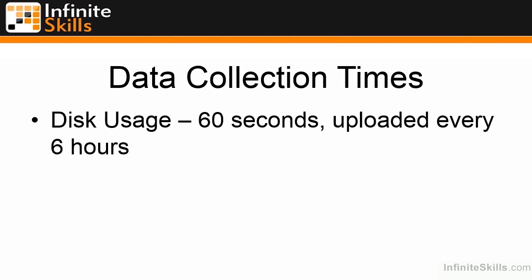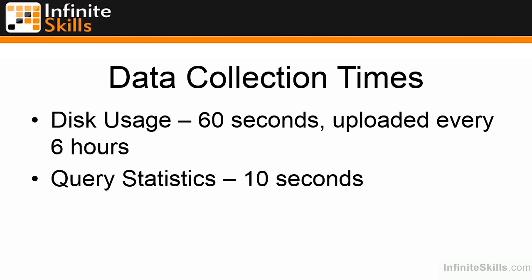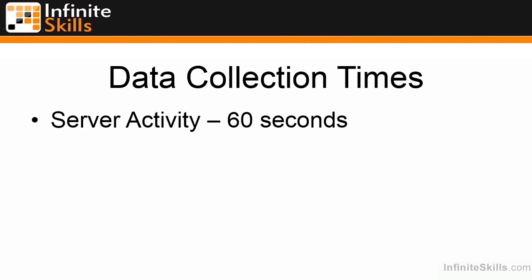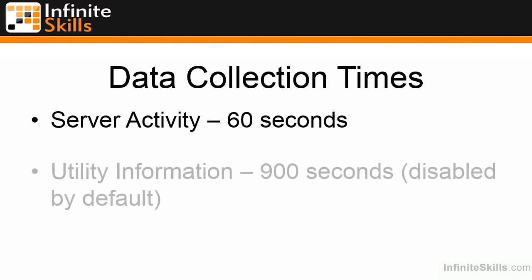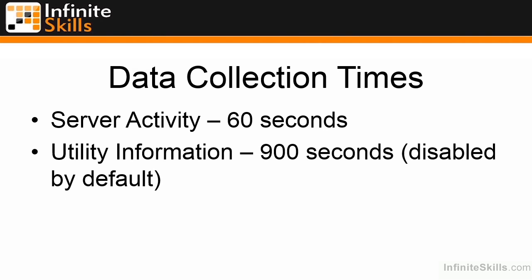The disk usage information is collected every 60 seconds, and that information is uploaded about every 6 hours. Query statistics are run every 10 seconds. That data is uploaded fairly quickly. Server activity information is collected every 60 seconds. Utility information is collected every 900 seconds. Utility information collection, however, is typically disabled by default. You'll need to enable it if you want to collect that information.